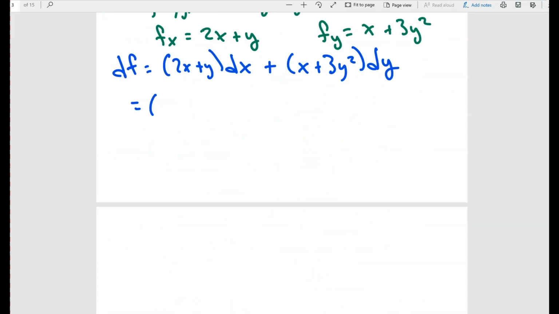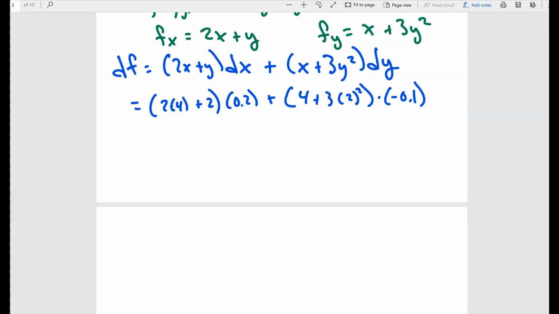So I'm going to have 2 times 4 plus 2, and then multiply by dx, which is 0.2, plus 4 plus 3 times 2 squared, and then multiply this by negative 0.1. Okay, so if I put all of this into my calculator, what I'm going to get is 0.4. So this is actually the approximation.